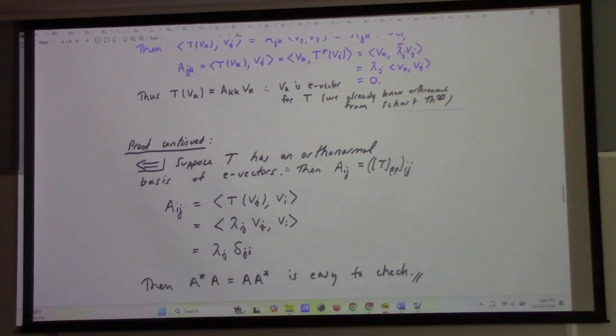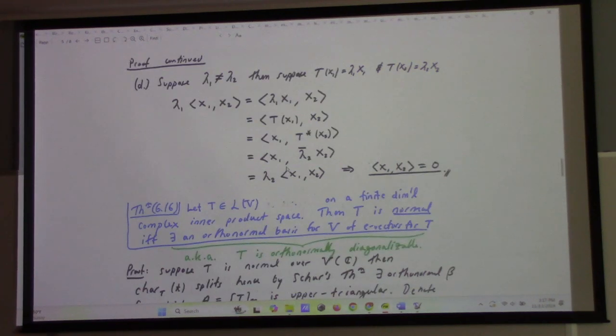All right, so there you go. Just to reiterate, a transformation on a complex inner product space is orthonormally diagonalizable if and only if it's a normal transformation, right? Where normal, remember, means that T star T is equal to T T star.